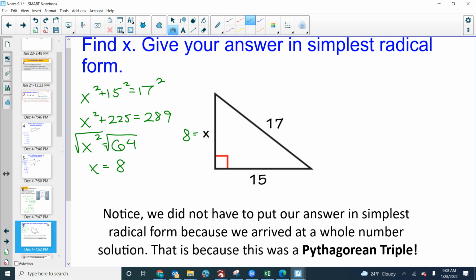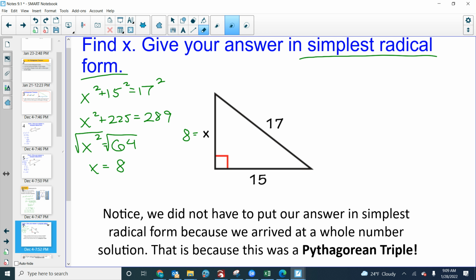But it said to write our answer in simplest radical form. It is. 8 is the simplest radical form of the square root of 64. It was a nice whole number. It wasn't like 8 radical 5. It was actually 8. That is the simplest radical form. Isn't it kind of disguised as 8 radical 1? Don't write this. But I mean, that's simplest radical form. Just write 8. Just write it. Don't overcomplicate it.